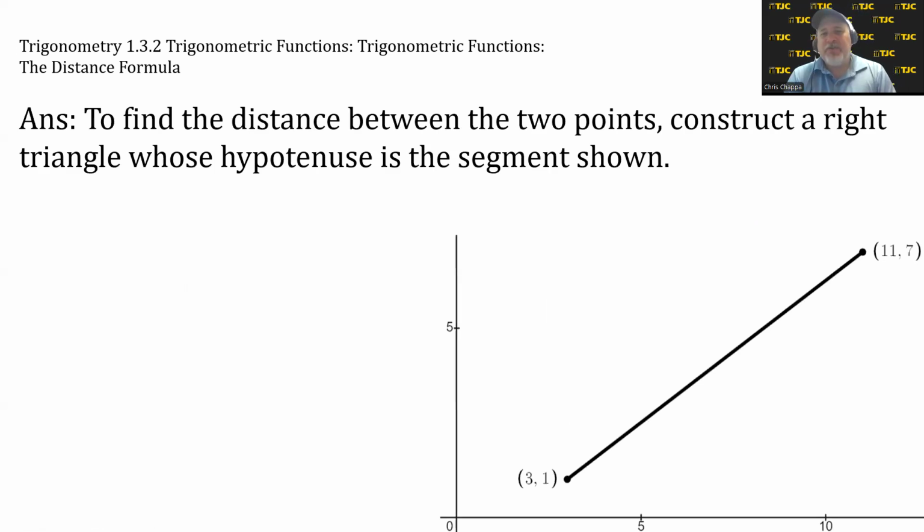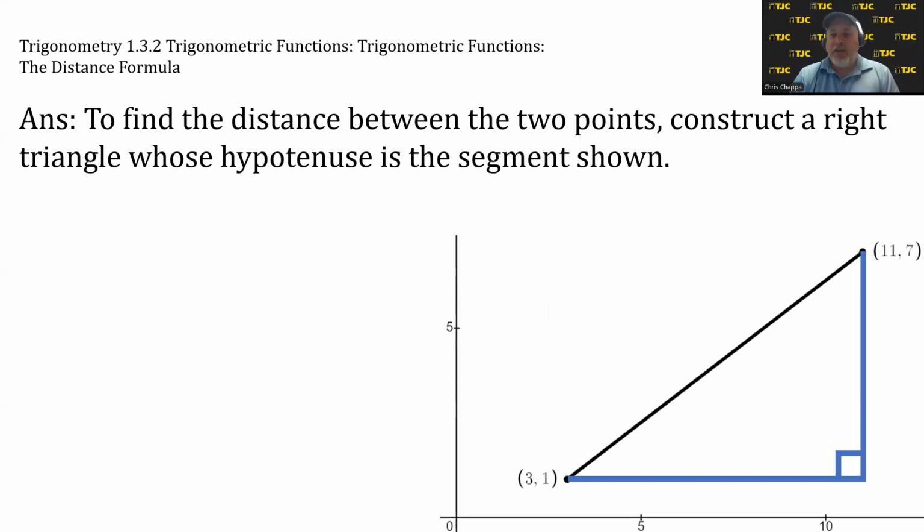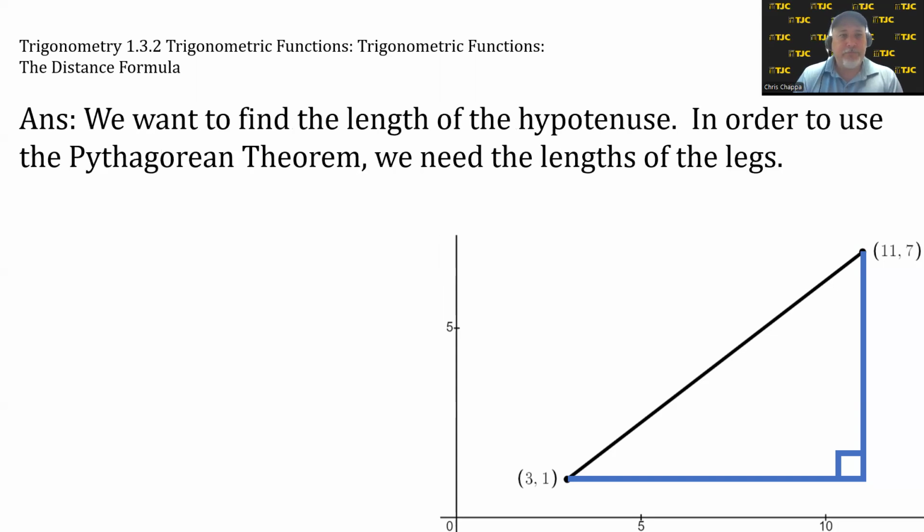To find the distance between these 2 points, we're going to construct a right triangle whose hypotenuse is the segment shown. This is a good problem-solving strategy: to solve one problem, embed it inside of a problem that you're more familiar with. If we draw horizontal and vertical lines from the 2 points, we can form the right triangle that you see here. We want to find the length of the hypotenuse.